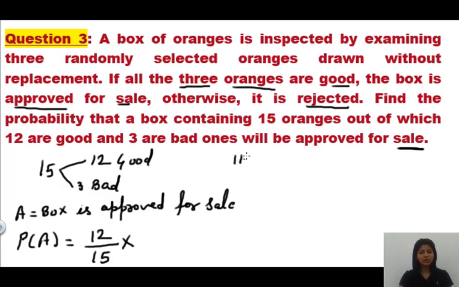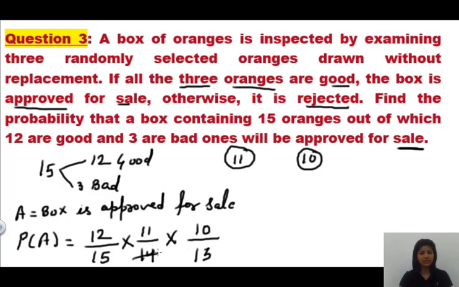Now out of 12, you are taking out one and keeping it aside. So the number of good oranges left is now 11, divided by 14 now because one has been taken out, so the total number of oranges left is also 14. So this is the probability for the second orange. For the third orange, instead of 11, now we have 10 good oranges left, and 10 divided by the total number, which will now be 13. And we can solve it.